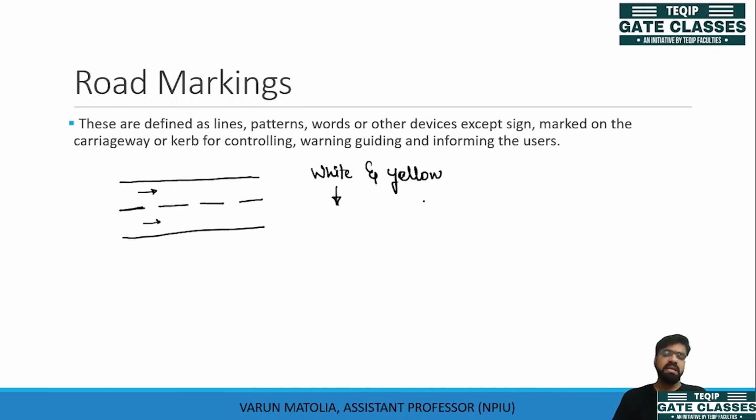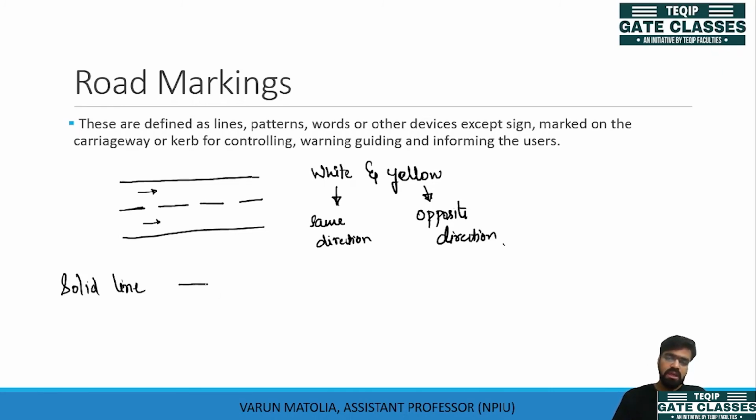If these lines are yellow, this is to separate the vehicles from the opposite direction. Now we have these solid lines. If we have solid lines, this means no crossing.